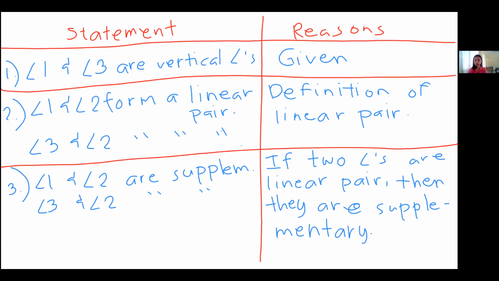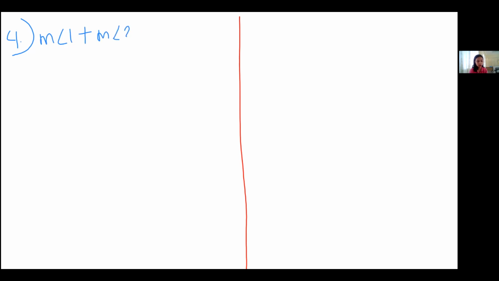Kung wala, proceed na ako sa sunod ha. Continuation po. So, nasa number 4 na tayo, no? So, nasabi na natin na they are supplementary po. Tama? So, ibig sabihin, kung supplementary sila, we can say that measurement of angle 1 plus the measurement of angle 2 is equal to 180 degrees po, since they are supplementary, as well as measurement of angle 3 plus the measurement of angle 2 is equal to 180 degrees din po. Okay?